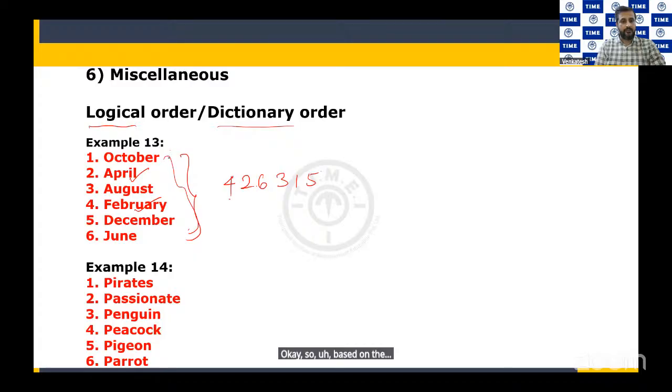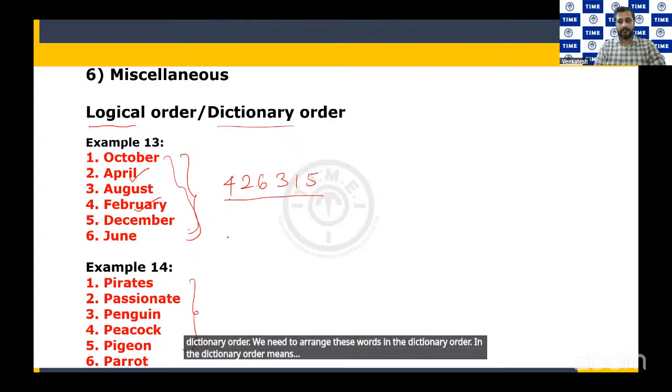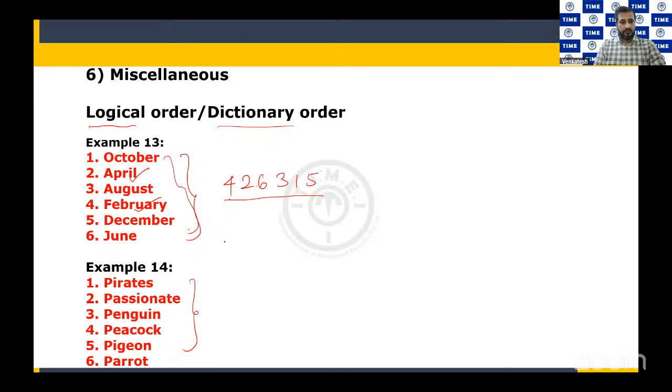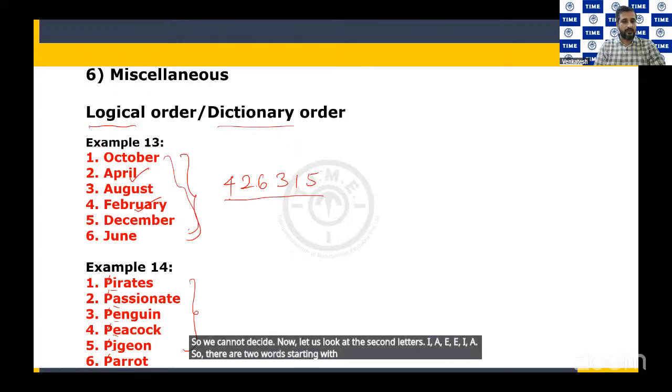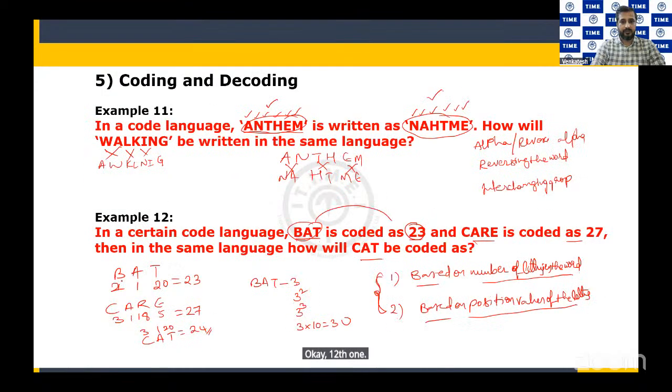Based on the order in which they appear in the year, that order is given. Now, here, dictionary order. We need to arrange these words in dictionary order, meaning the word which comes first. All the words start with P, so we cannot decide. Now let us look at the second letters: I, A, E, E, I, A. There are two words whose second letter is A. Okay, 12th one. What is the 12th one? Right.